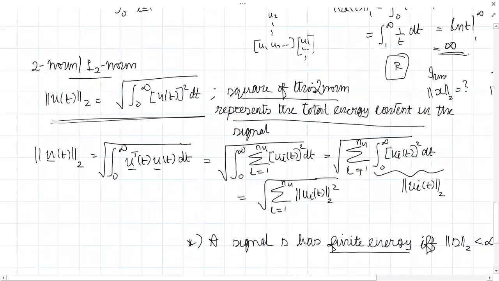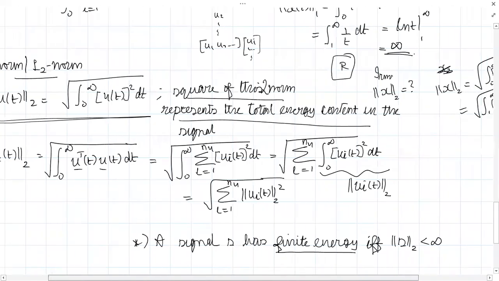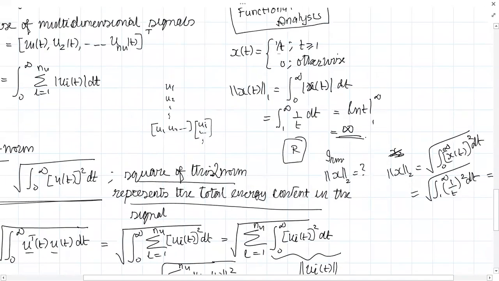Find the infinite norm of the signal here. What's the infinite norm? Tell me. 1. Infinite norm is 1. How do you get that 1? Sir, the maximum value of x of t is 1. Right, 1.